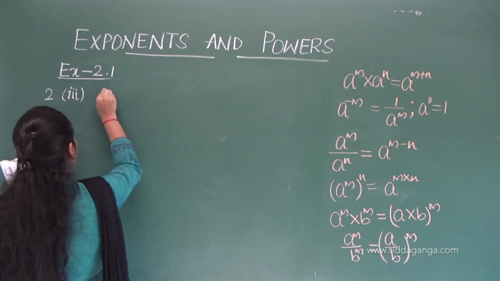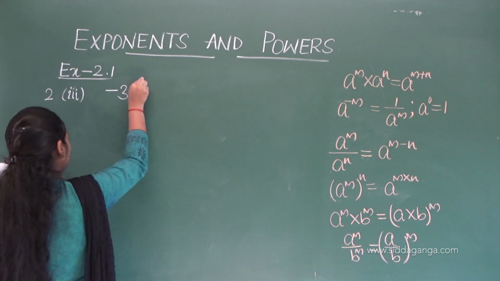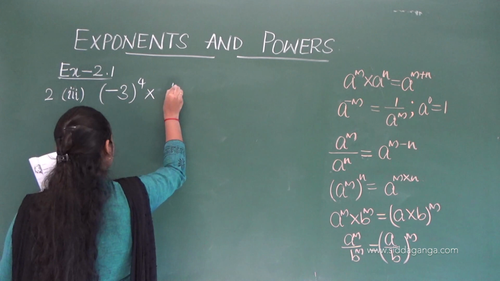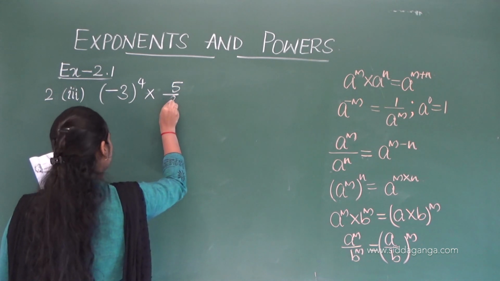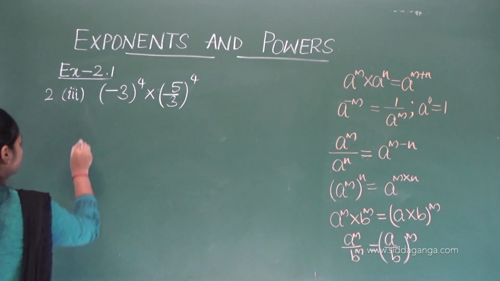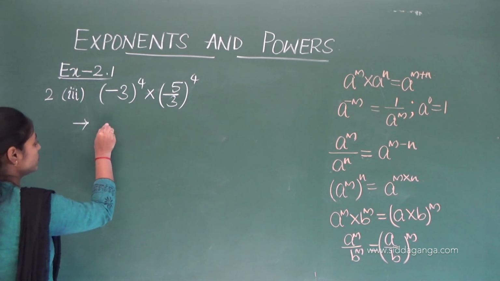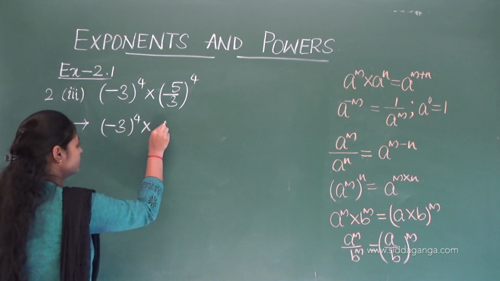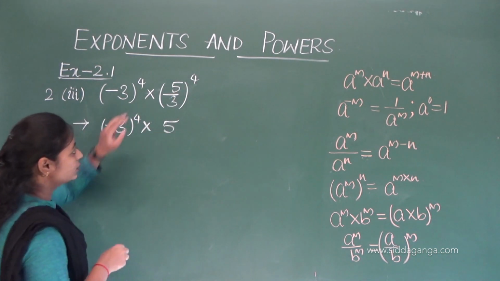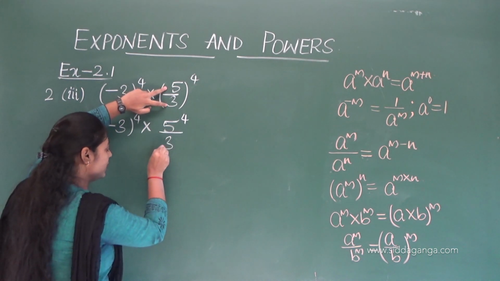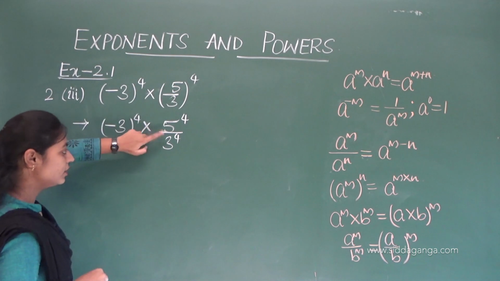Third one, (-3)^4 into (5/3)^4. The power 4 applies to both the numerator and the denominator. So it is 5 power 4 divided by 3 raised to the power of 4.